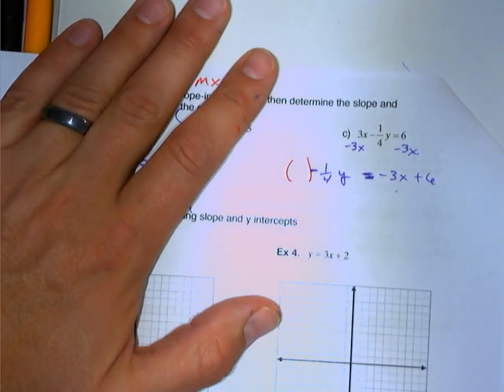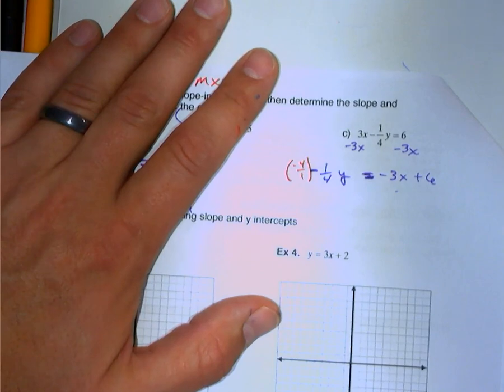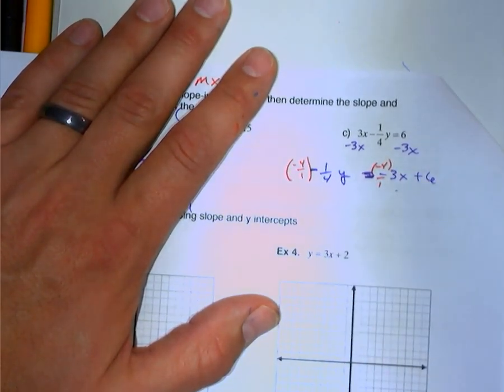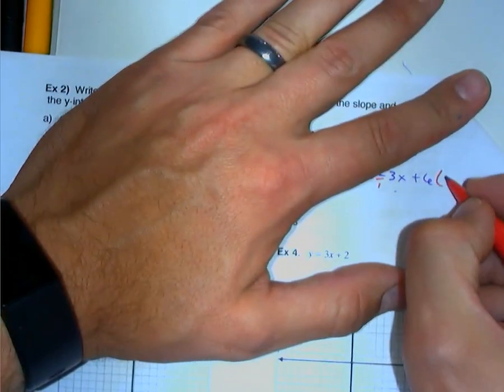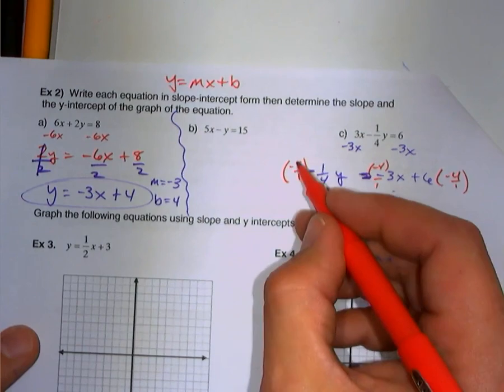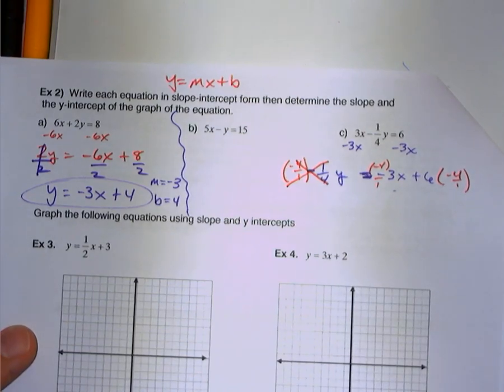Jake, what do you got? Negative 4 over 1. So I'm going to multiply this guy by negative 4 over 1, or just negative 4, same thing. Because a negative times a negative is a positive, the 4's cancel, the 1's cancel, and that leaves me with just y.